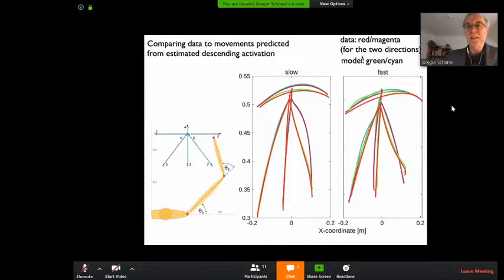And you see the model prediction. When you estimate the motor command, the descending activation, and then insert that into the model to see what movements you get, then you see that it's not as bad as that. The paths are pretty well matched.